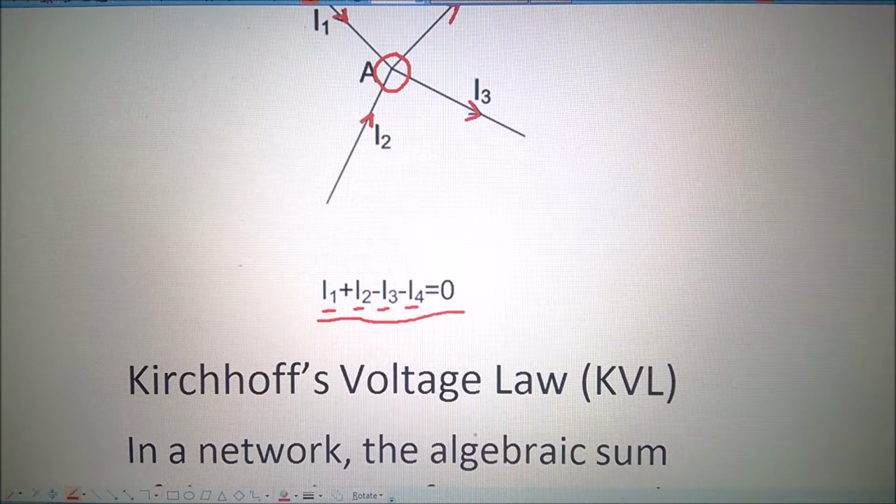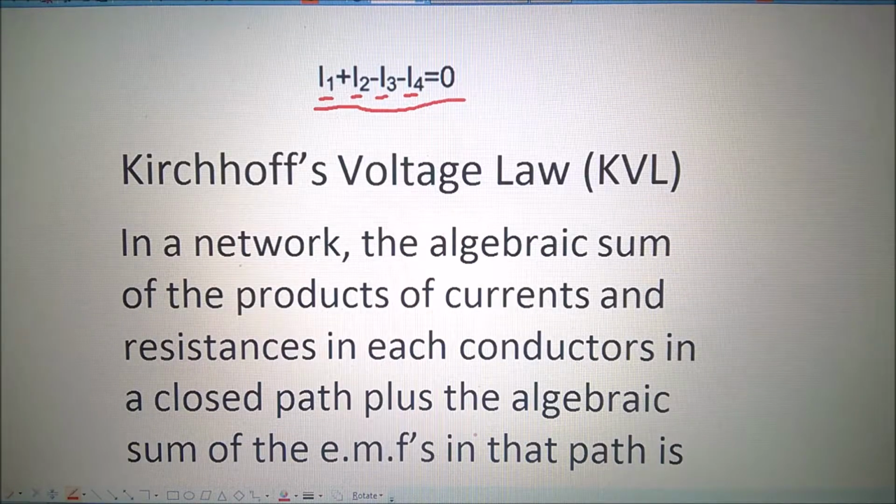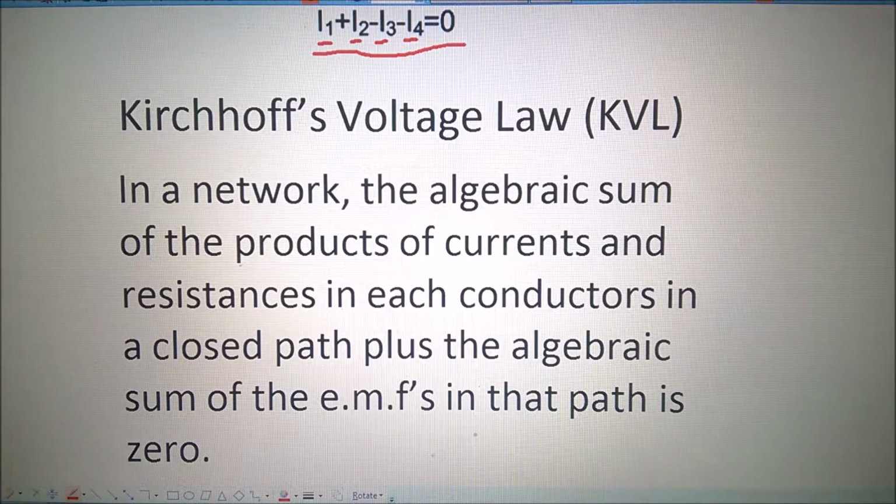Next, we come to Kirchhoff's voltage law. In a network, the algebraic sum of the products of currents and resistance in each conductor in a closed path, plus the algebraic sum of the EMFs in that path, is 0. Now we'll see the interpretation of this.